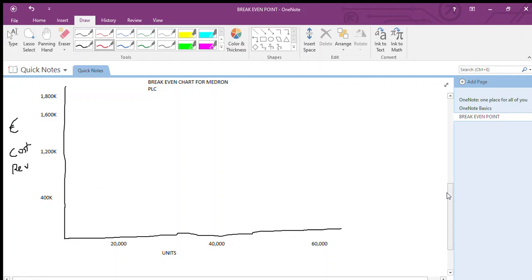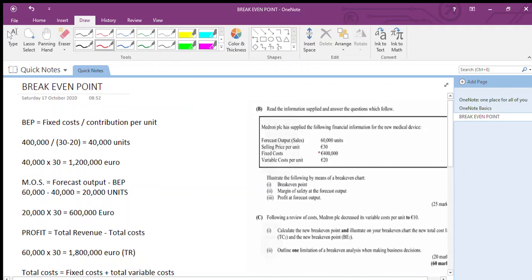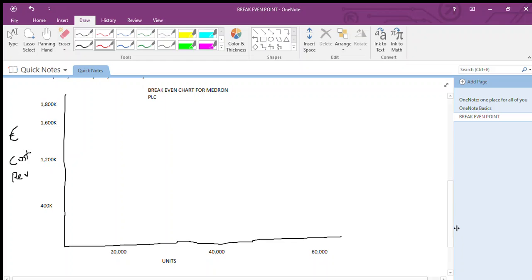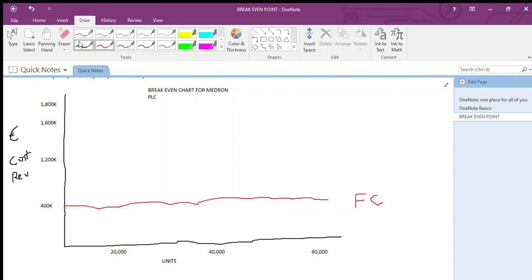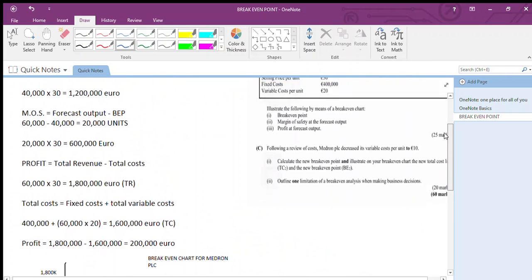My fixed costs, as given in the question, never change, unless you're told. The fixed costs are 400,000, so you never have to do anything with that figure to find it. They'll just give it to you. So I'll just draw this. This is supposed to be a straight line. That is my fixed cost line, 400,000, and again it is a horizontal line, supposed to be anyway.